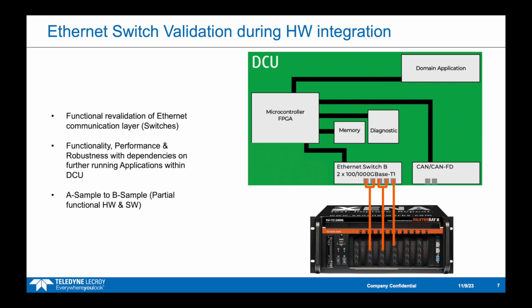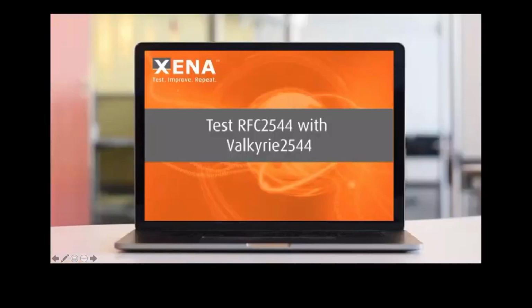If we look at the engineering process, this is usually done in the A sample to B sample. So that's done with partial functional hardware and software. So you will not have all test results as checked, but in the different stages you should add more and more tests here. Now let's look at a quick video of how an RFC test works.